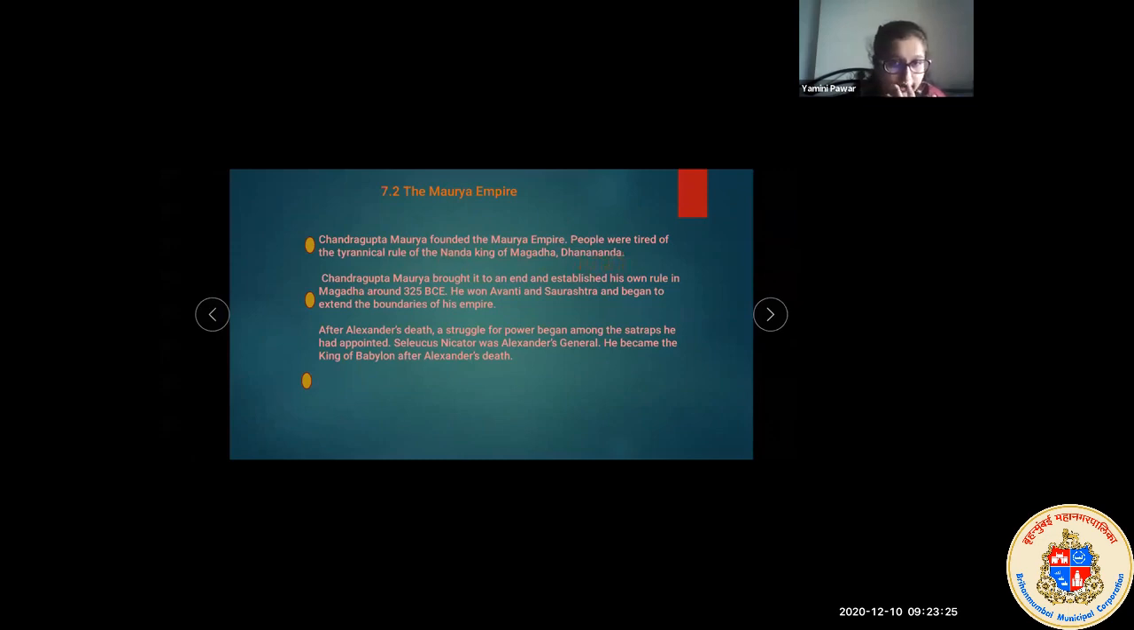There was the rule of Nanda, king of Magadha, the Dhana Nanda. So Chandragupta Maurya, as we can see in the second point, brought it to an end and established his own rule in Magadha around 325 BC. Chandragupta Maurya ended all these things. He said that this is all wrong, and then he fought with the king. Then he started ruling Magadha.